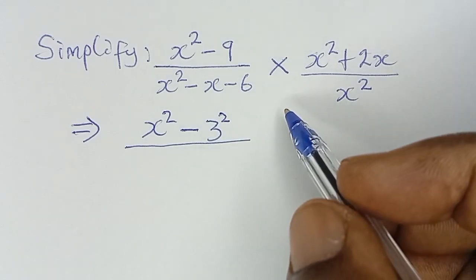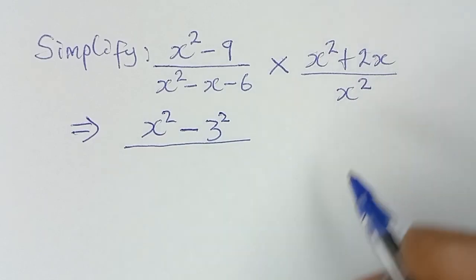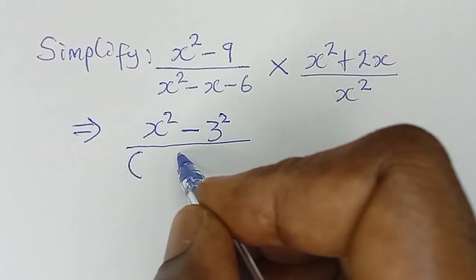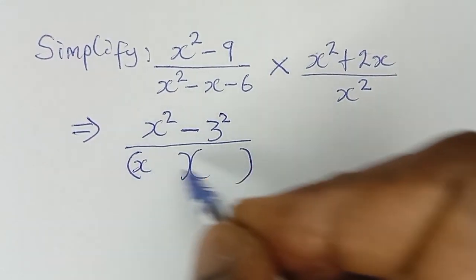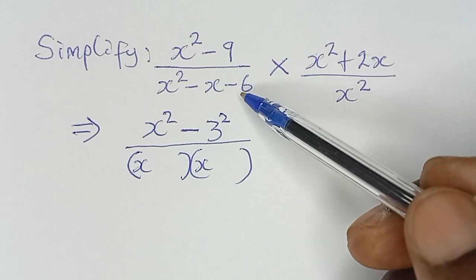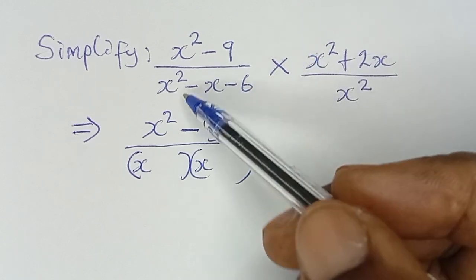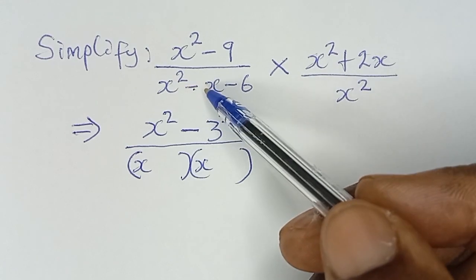Then the denominator, we can factor it. Because this is 1x squared, a simple trick for factoring expressions like this is to just open up brackets like this, and then you put x and you put x here. And then look for two numbers such that when you multiply them, it gives you negative 6, and when you add them, it gives you negative 1. Don't forget, this is negative 1x.